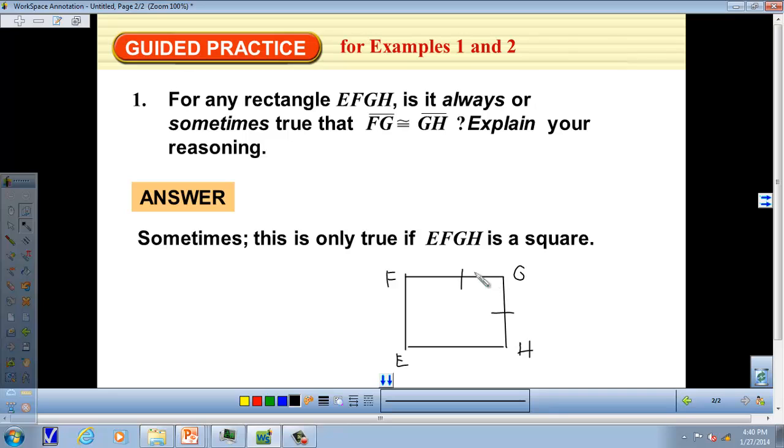Well, if it's a rectangle and these two sides happen to be congruent, we know it's also a parallelogram, so those sides would have to be congruent. And since it's a rectangle, we know these angles are congruent. So again, since these two are congruent, we know that all four have to be congruent. This would make it a square instead of a rectangle. Now, a square is a very specific type of rectangle, so that would make it sometimes true in this case.